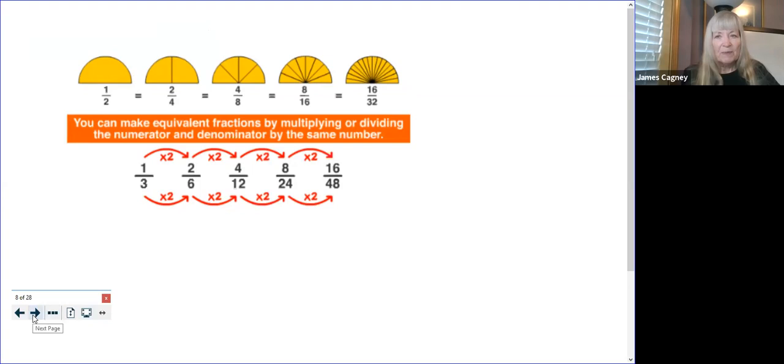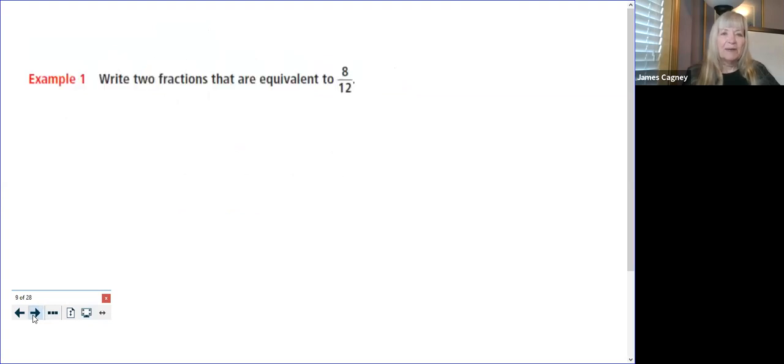So really remember, to form equivalent fractions, I'm going to multiply or divide the numerator and denominator by the same number. So what are 2 fractions you know that are equivalent to 8/12? And I'm going to do this on the whiteboard. So take a second, write 2 equations that are equivalent to 8/12. And I will do it on the whiteboard.